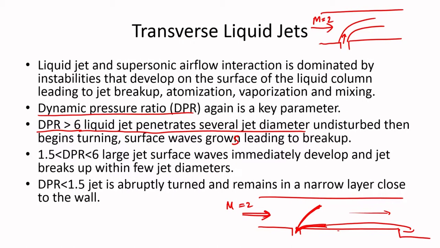If the dynamic pressure ratio is intermediate, from 1.5 to 6, then large jet surface waves immediately develop and the jet breaks up within a few jet diameters. And if the DPR is less than 1.5, then the jet is abruptly turned and remains a narrow layer close to the wall. So, this is the different behavior of the liquid jets.